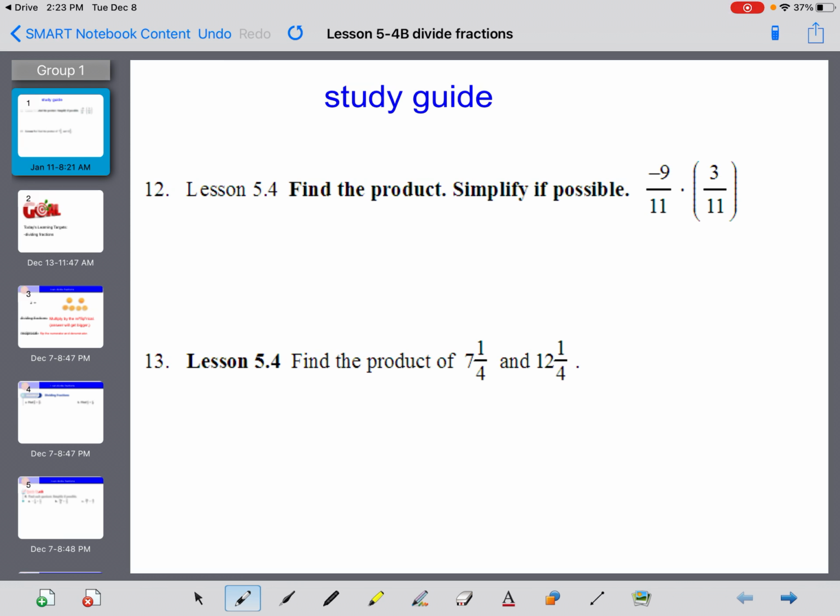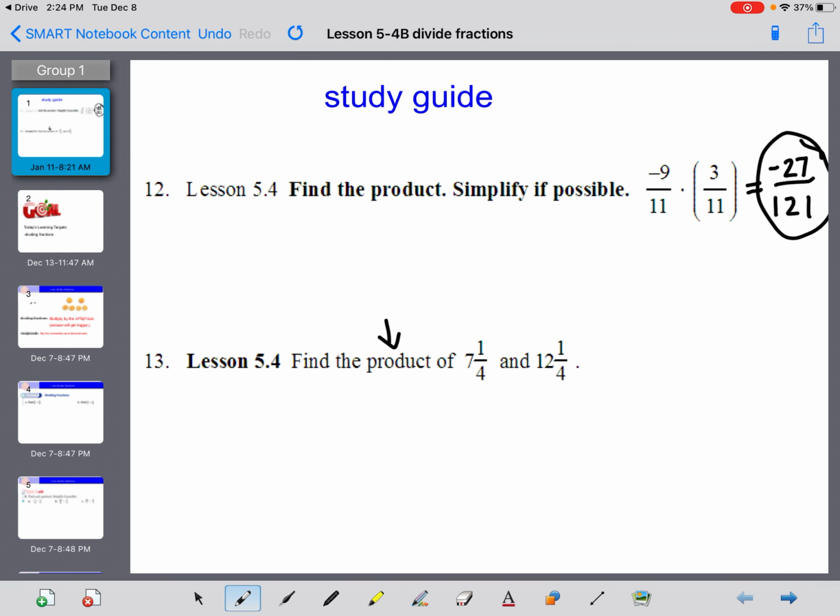The first problem we have to tackle, that's similar to one you'll find on your test, is negative 9/11 times 3/11. To multiply fractions, you simply simplify before you multiply if possible. There is no numerator or denominator that I can reduce or simplify, so I multiply the numerators and get negative 27. And 11 times 11 is 121. So this is my answer.